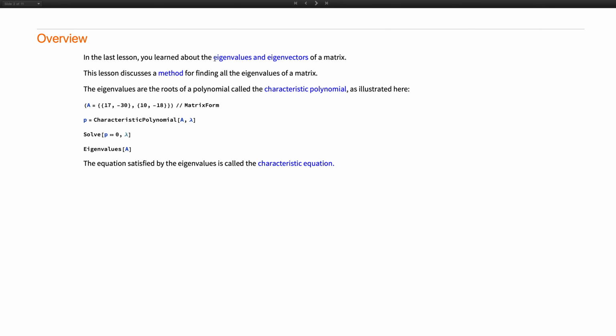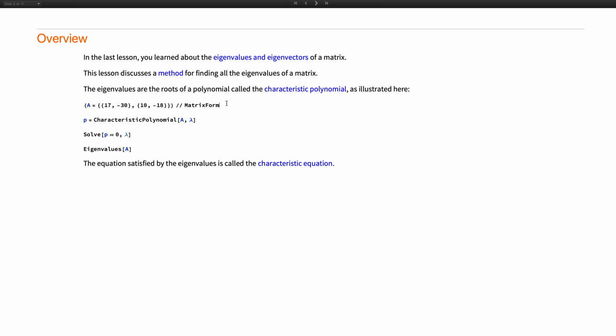In the last lesson, we talked about the eigenvalues and eigenvectors for a matrix. And in this lesson, we'll talk about a method for finding the eigenvalues of a matrix. It turns out that the eigenvalues are the roots of a polynomial, and that polynomial is called the characteristic polynomial. So they are the solutions of a polynomial, which we'll now try and show you.